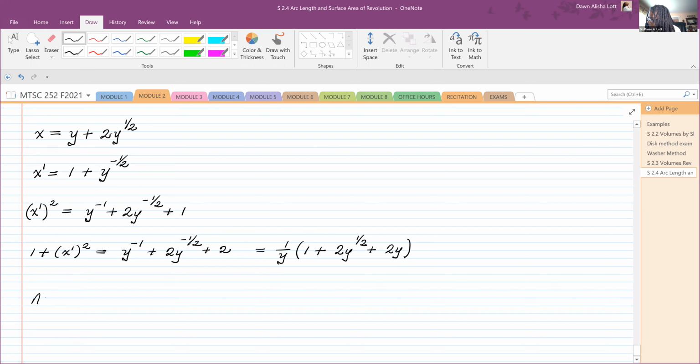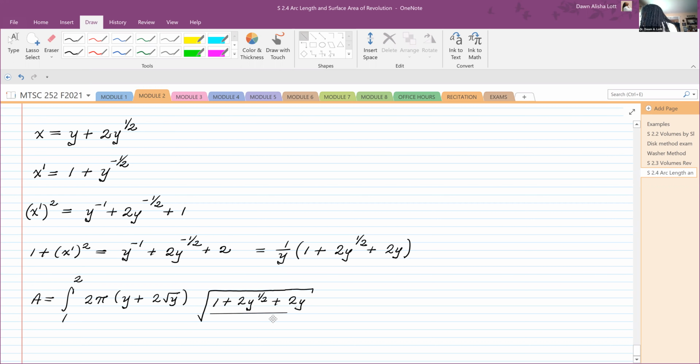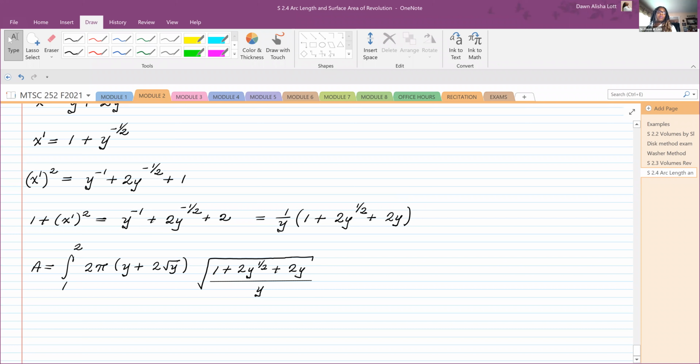Okay, so the area is the integral, y goes from 1 to 2, of 2 pi times x, which is y plus 2 the square root of y, times the square root of 1 plus 2y to the 1/2 power plus 2y, divided by y, dy.